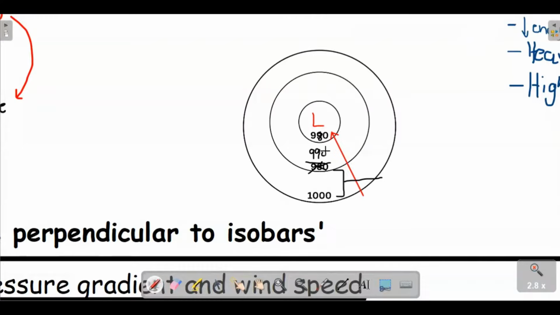So the difference between consecutive isobars, we call that the isobaric interval. So the difference is how many hectopascals? It is 10, right? So it's 10 hectopascals. So yeah, 1000 minus 990, or you can say 990 minus 980. That's how you get the difference. So that's what we call an isobaric interval.